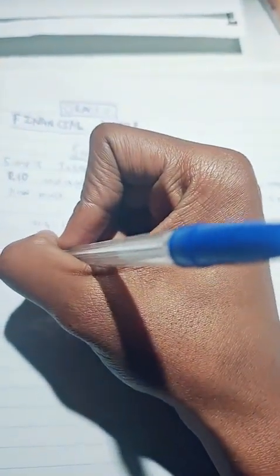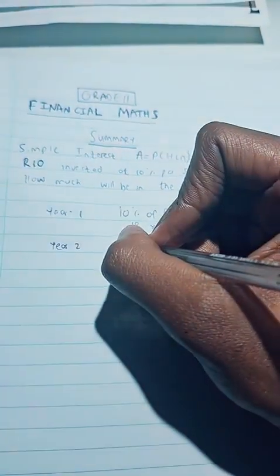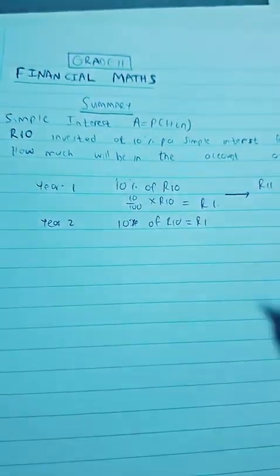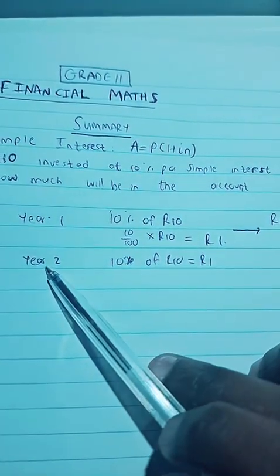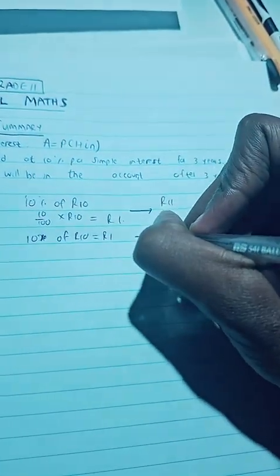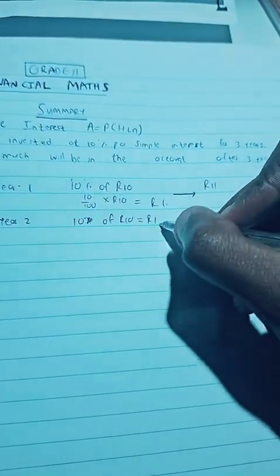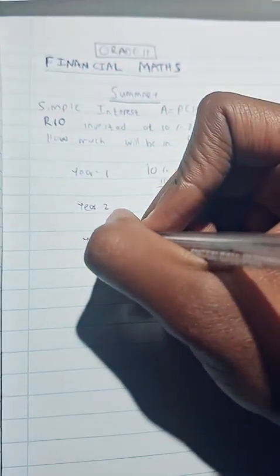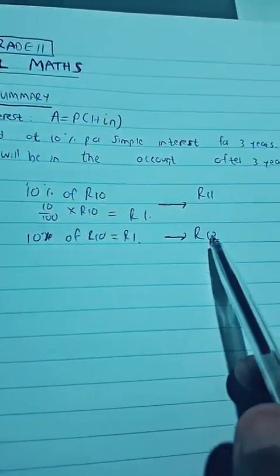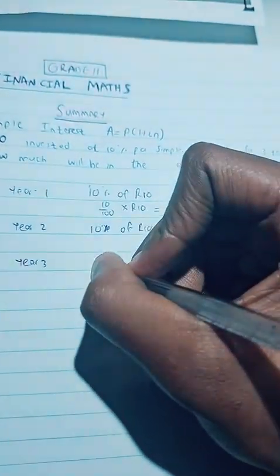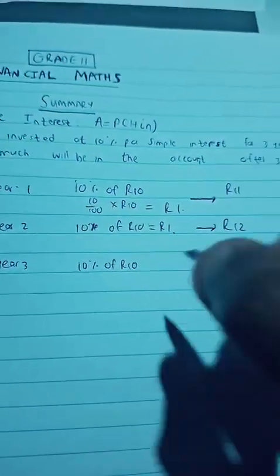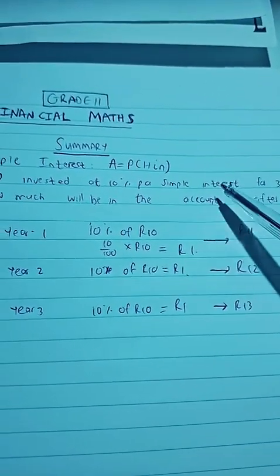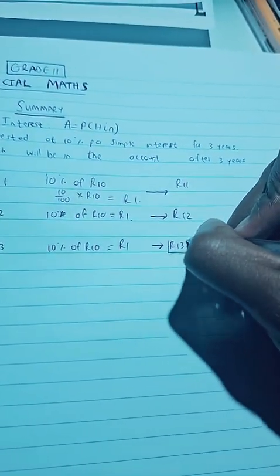Year two, because this is simple interest, I'm still asking what is 10% of 10 Rand, which is still 1 Rand. I have 11 Rand forwarded into the beginning of my second year, and once again we add 1 Rand, which means I'm going to have 12 Rand at the end of the second year. In year 3, I begin with 12 Rand, but I'm still asking what is 10% of 10 Rand, which is still a Rand. So after 3 years, I am going to have 13 Rand in the account.